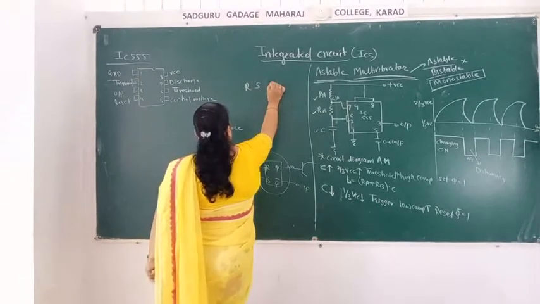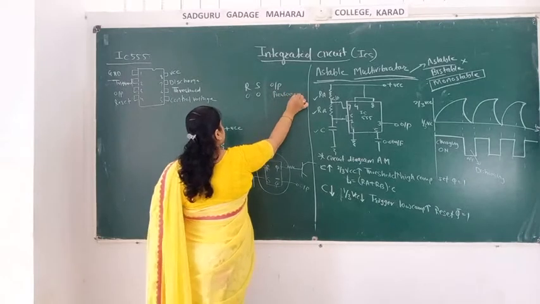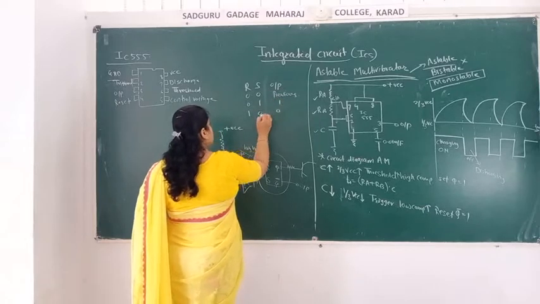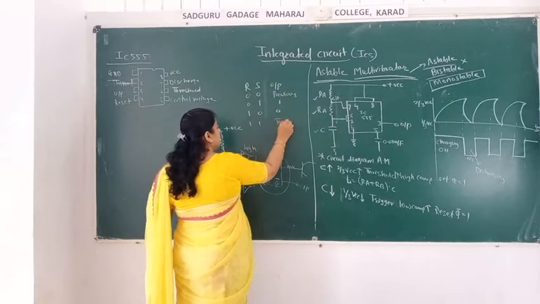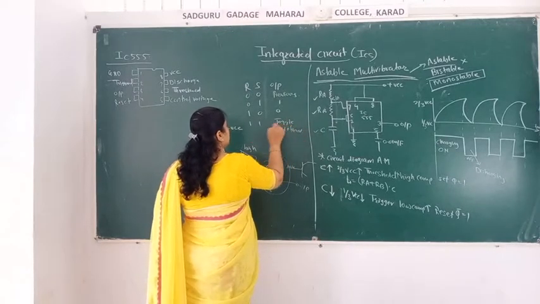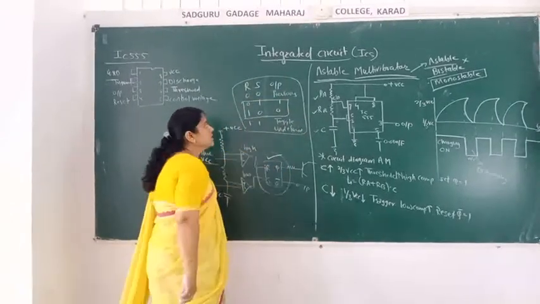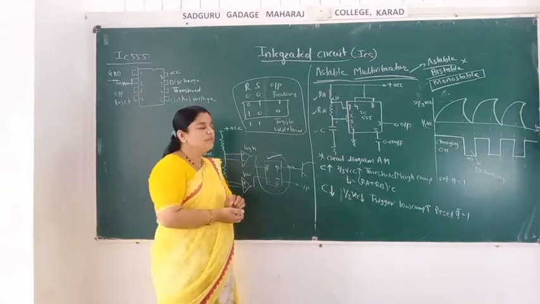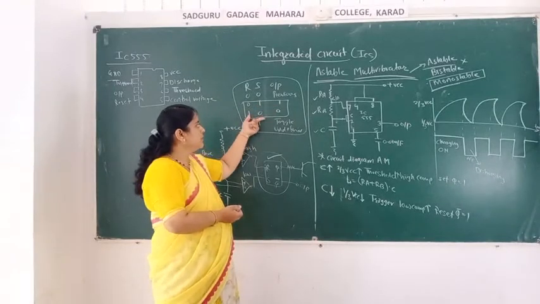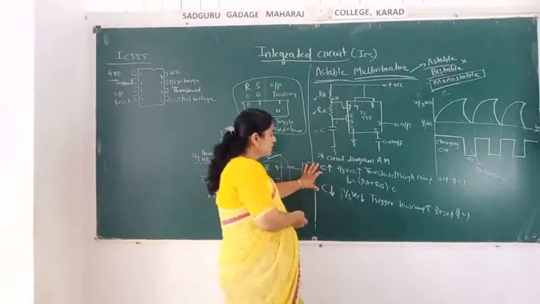We know the truth table of the RS flip-flop and how it works. If R and S are 0 0, the output stays in the previous state. If it is 0 1 or 1 0, the output will be 1 and 0. If it is 1 1, it is in an undefined state. So it works only in two conditions: when any one of the inputs is high, the output is high. If R is 0 and S is 1, the output will be 1, and if R is 1 and S is 0, the output will be 0.